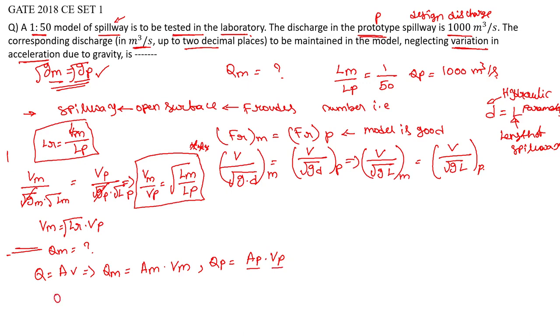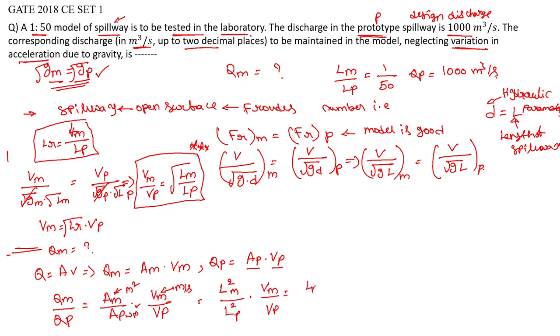Let's say if I write Qm by Qp, it will be like Am by Ap into Vm by Vp. So what are the units of area? Area has units of meter square, and velocity has units of meter per second. So what are the symbols for these things? It will be like L square. So Lm square divided by Lp square into Vm upon Vp.